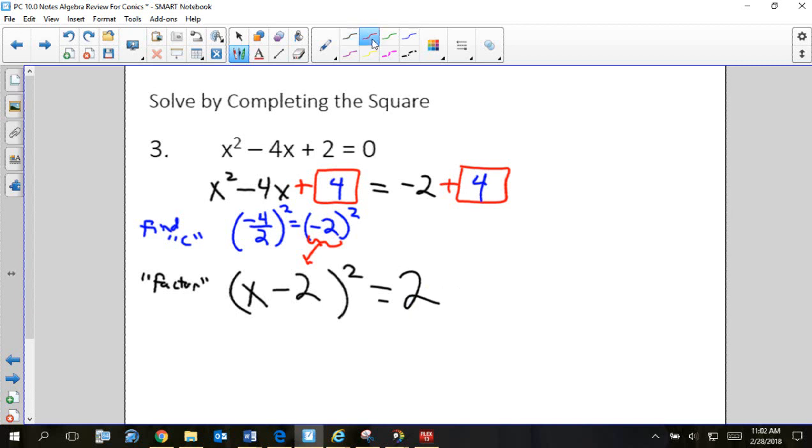So I might make a note of that. This is b over 2, before it's squared. That's what this is right here.